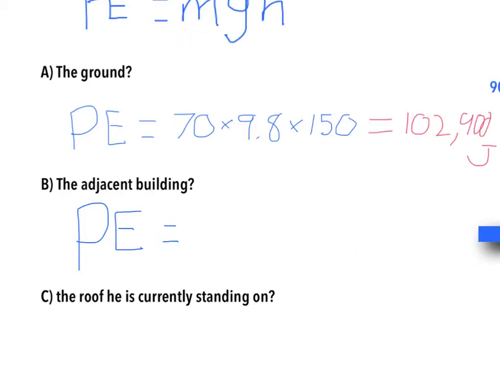So I'm going to put down his information here. His mass is still 70 kilograms. Acceleration due to gravity, he's still relatively close to the surface of the Earth, so we can safely say that 9.8 is the factor of gravity that's going to be affecting him. And his height now has changed.